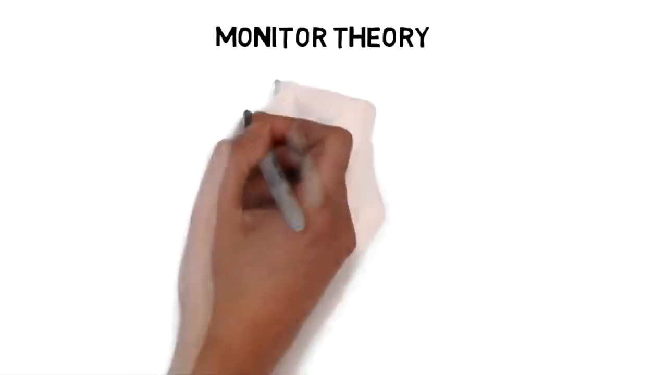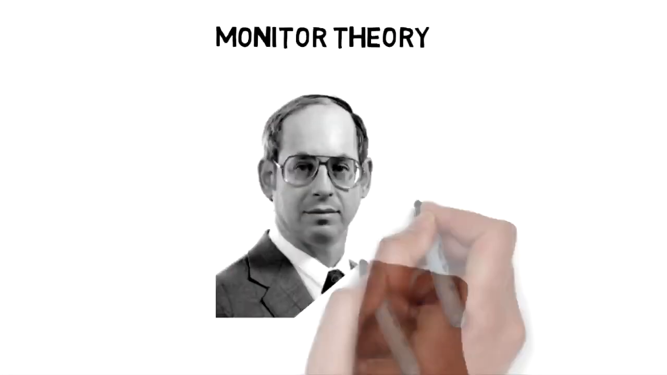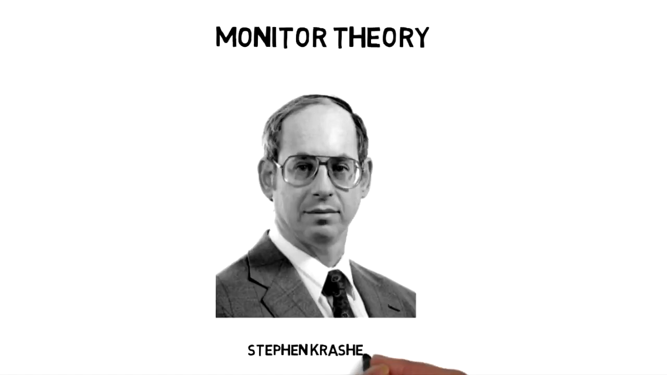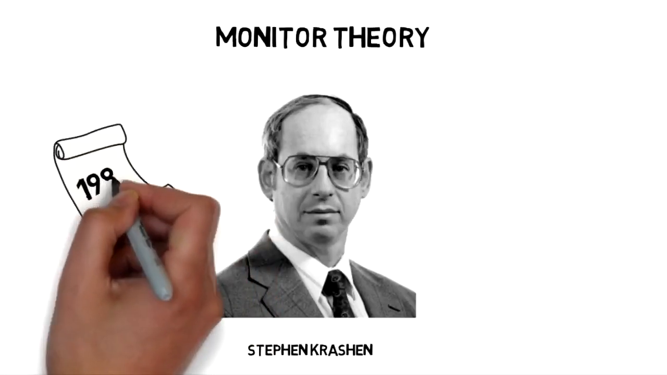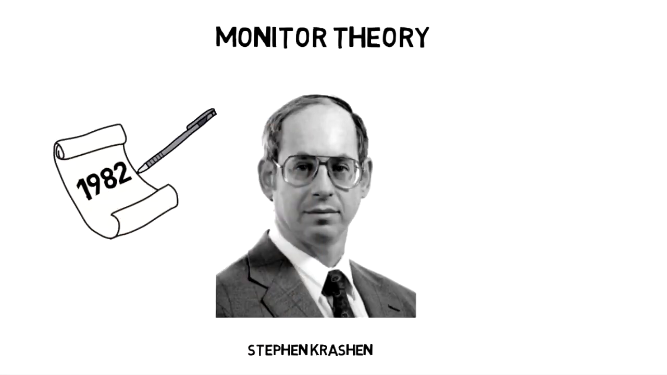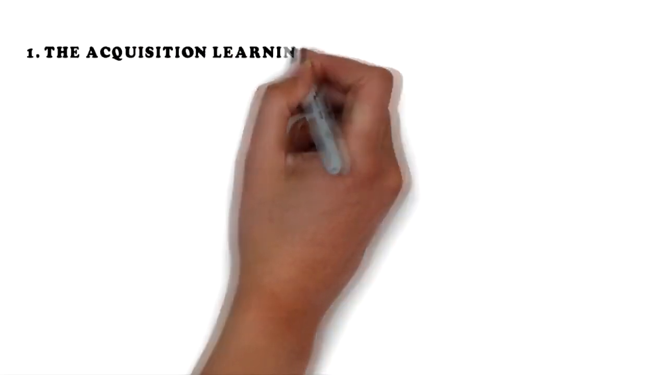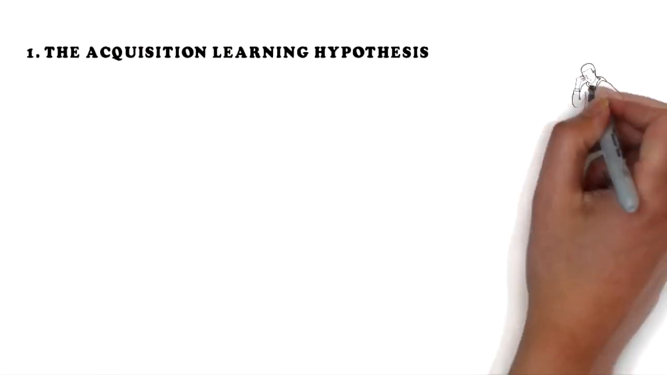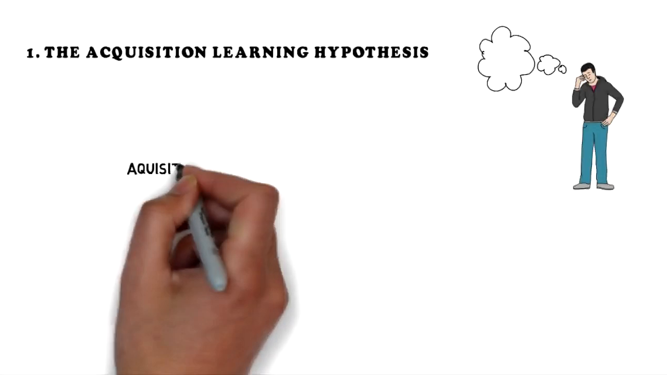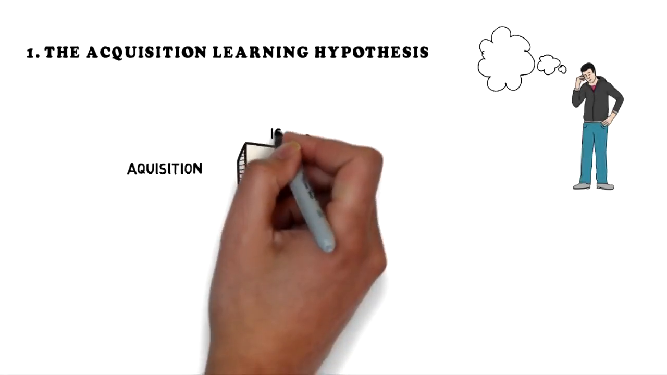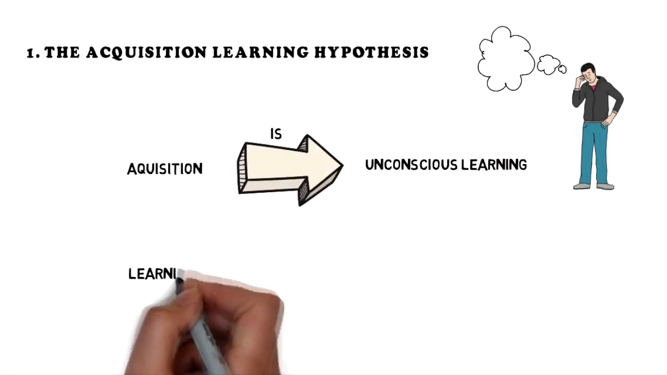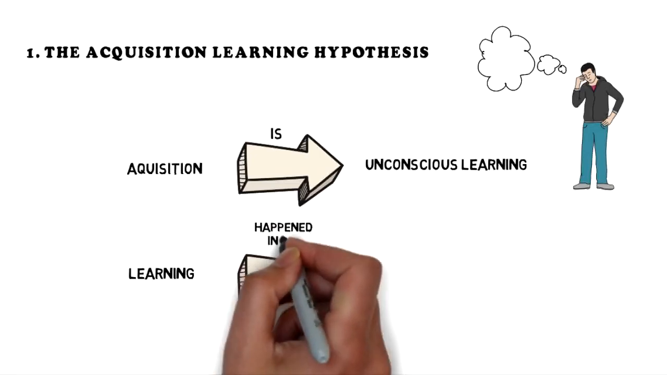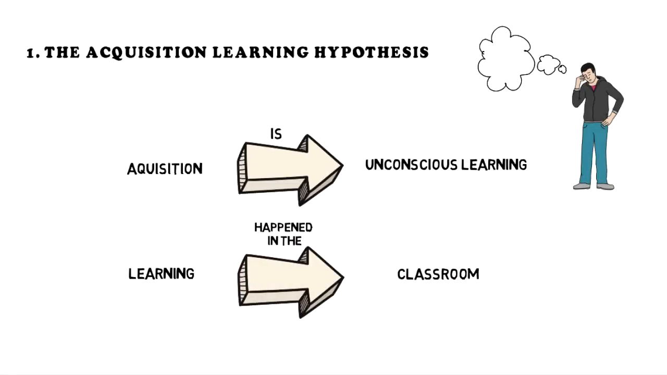Monitor theory. This theory was proposed by Stephen Krashen in 1982. He developed this theory in terms of 5 hypotheses. The first one is the acquisition learning hypothesis. Acquisition referred to learning that was unconscious, while the learning portion was considered conscious learning that happened in the classroom.